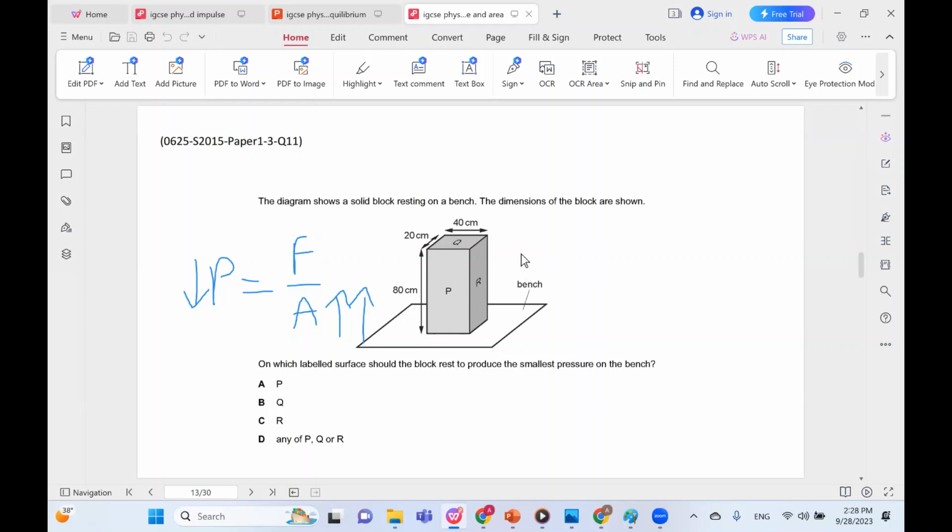Obviously, area here is just length times width. So I want the dimension that has 80 times 40, which is obviously dimension P. Hence, P is the correct answer, or choice A is the correct answer.